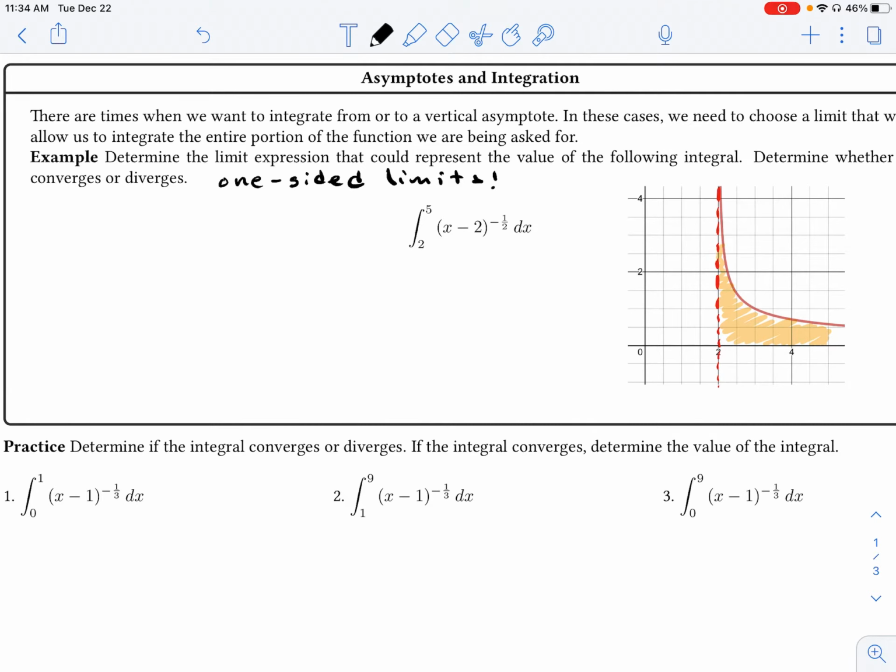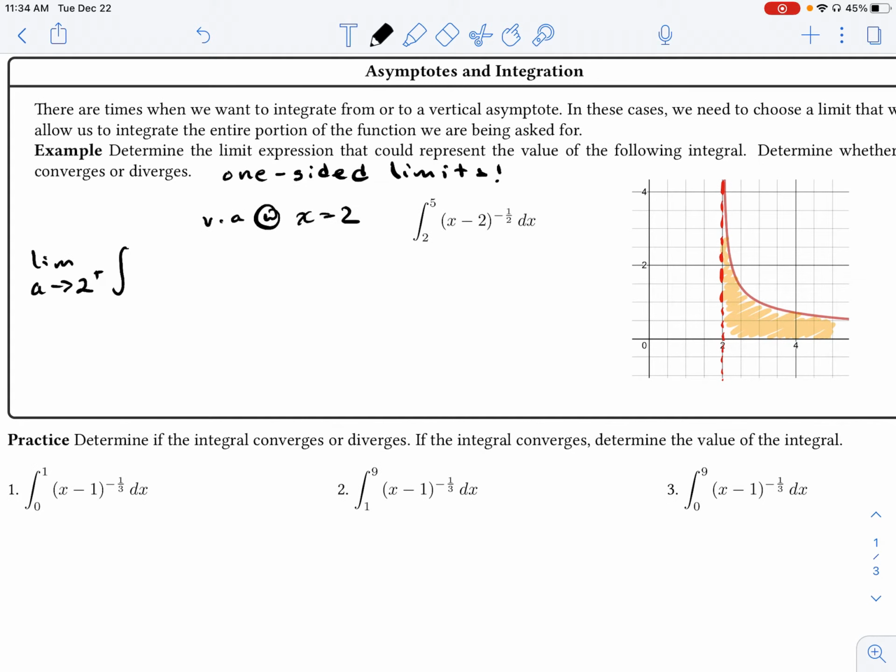Let's take a look at setting up this improper integral. We first establish that we have a vertical asymptote at x equals 2. We're now going to write this limit statement as the following. Let's find the limit as a approaches 2, and from which direction are we approaching that 2? We're approaching 2 from the right side. I'm choosing 2 because that is where our vertical asymptote is. So we want to find the area underneath this curve as a approaches 2 from the right side.